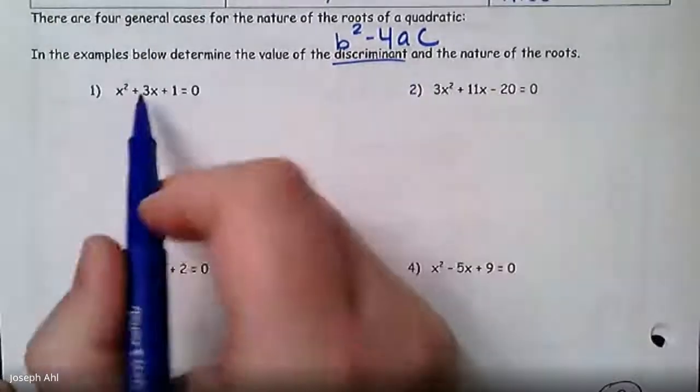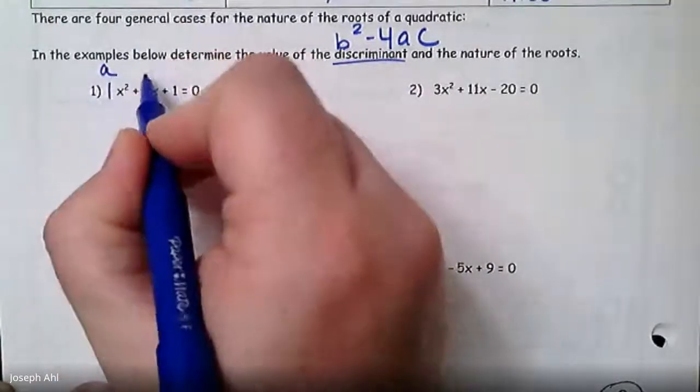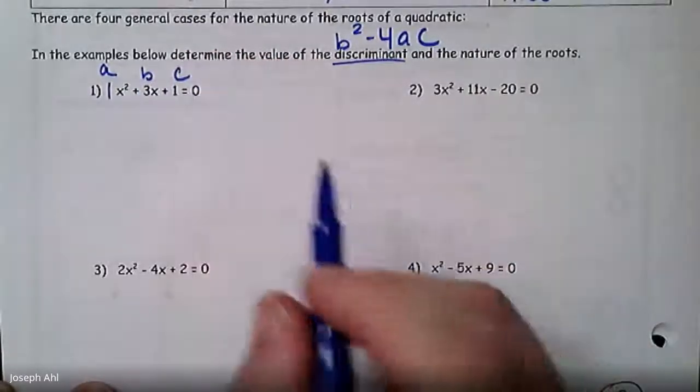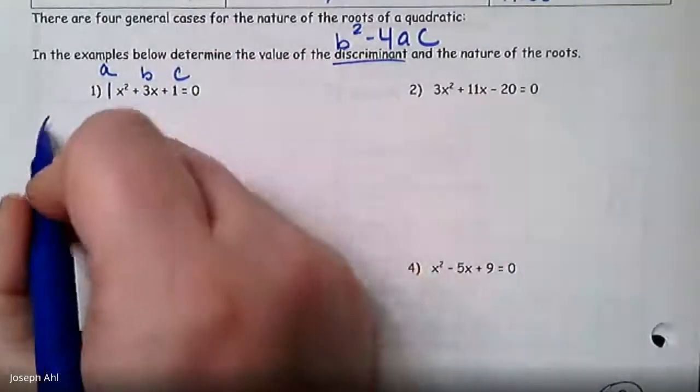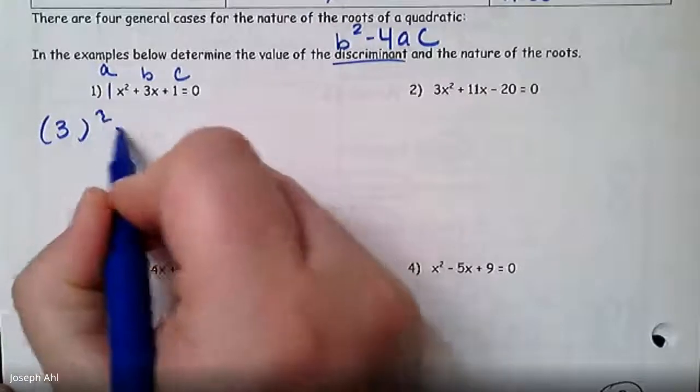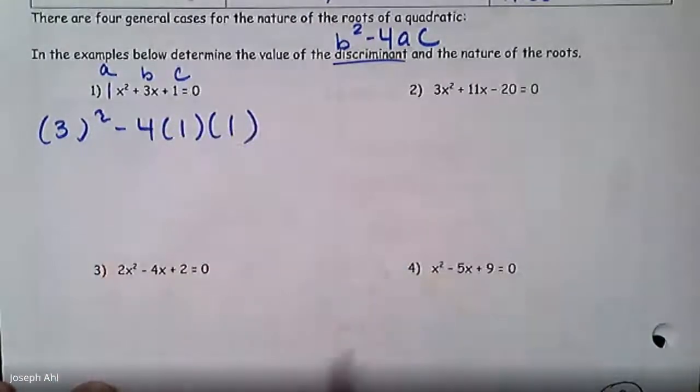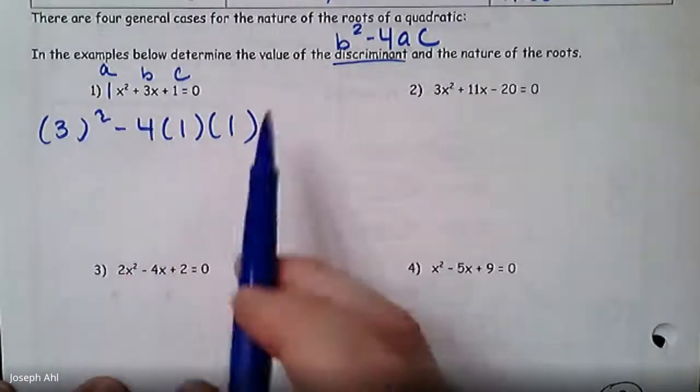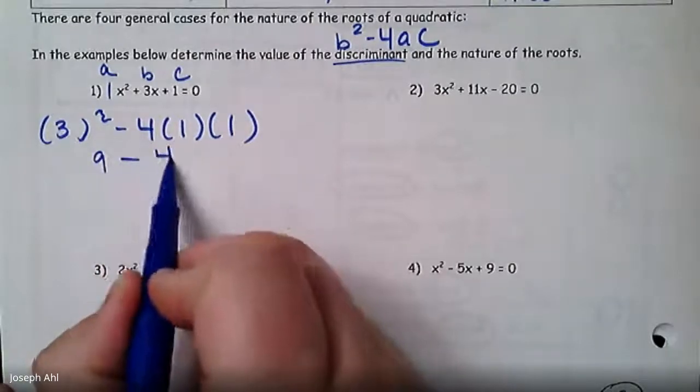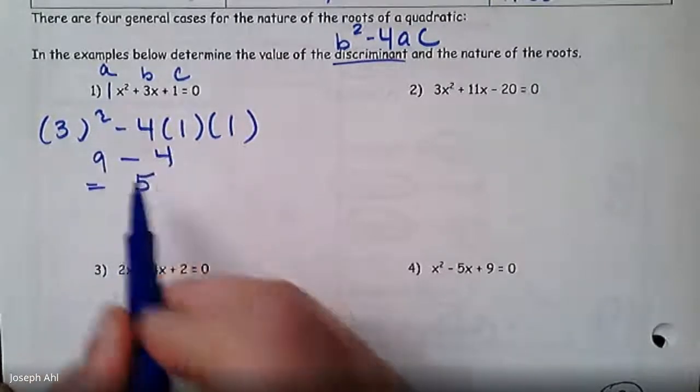So in this example, if we have a is 1, b is 3, and c is 1, the discriminant would be 3 squared minus 4 times 1 times 1. Okay, so if I clean that up, we get 9 minus 4, which is a total of 5.